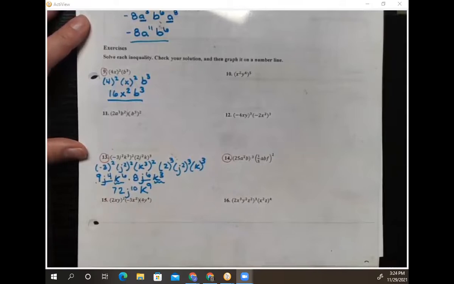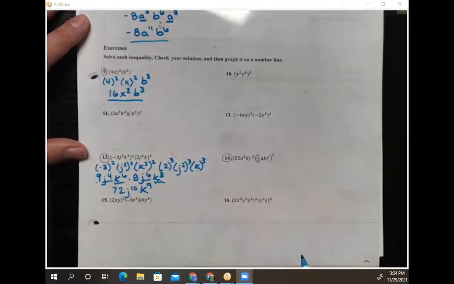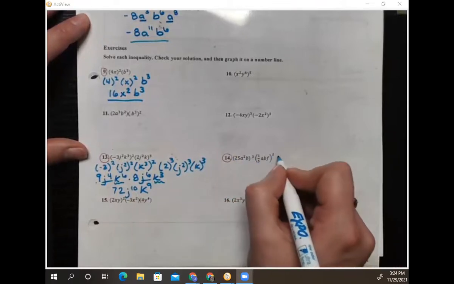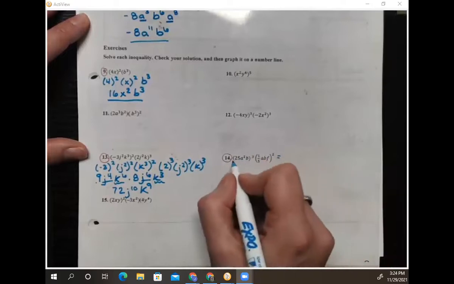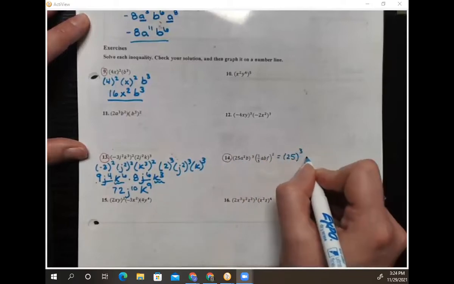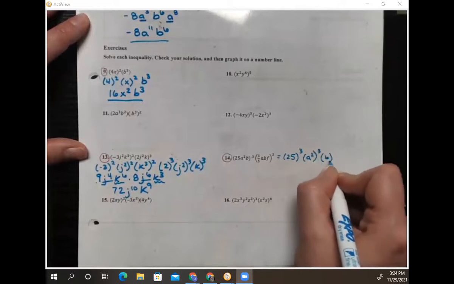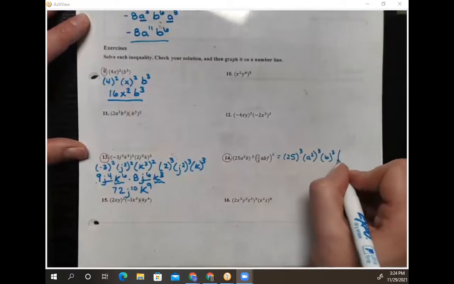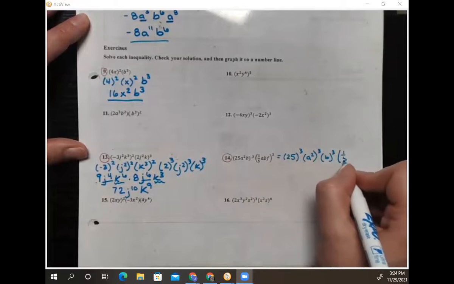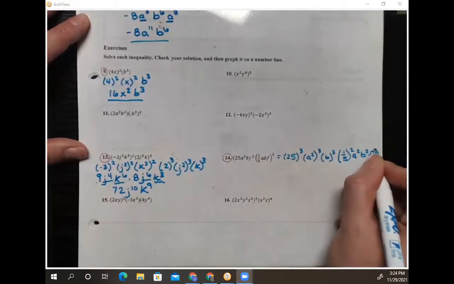The last problem we're going to look at on page 9 is number 14. So this first quantity is being cubed. The second quantity is being squared. Just to give myself a little more room, I'm going to start writing up here. So I've got 25 cubed, and then a squared cubed, and then b cubed. And then I've got 1/5 squared, and then a squared, b squared, and f squared.